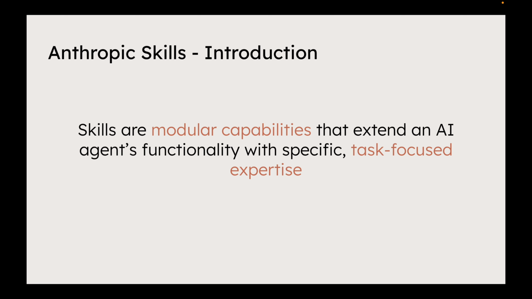So that's why skills provided by Anthropic are more modular capabilities that can extend a particular AI agent's functionality. And you'll understand by the end of this tutorial why I've used modular here, because skills can eventually scale and you can track the versions as well. So it really helps you package everything in a very nice and neat manner.